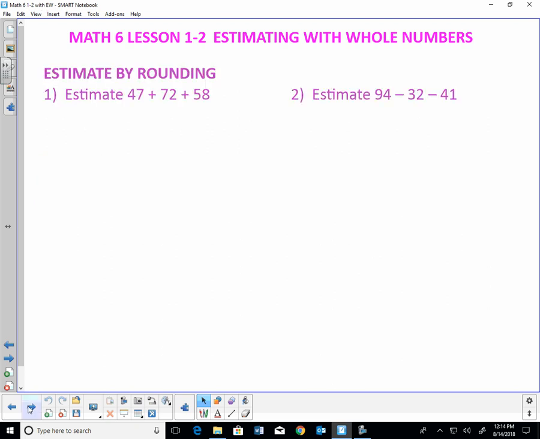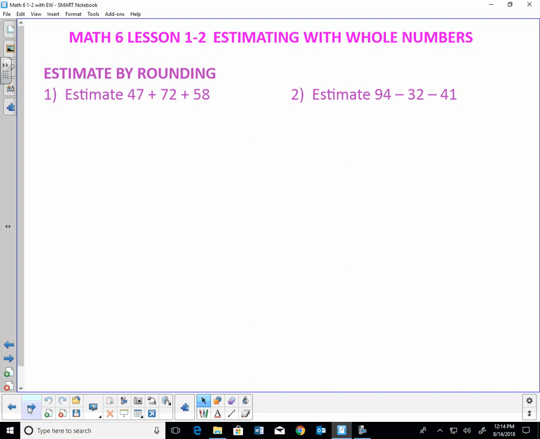One of the ways we can estimate is to estimate by rounding. When you estimate by rounding, you normally round all your problems to the same place value. You round all to the tens or all to the hundreds or all to the ones, unless you have a complicated set of numbers in which that's impossible to do. Let's take a look at the numbers that we have here. We're going to estimate by rounding.